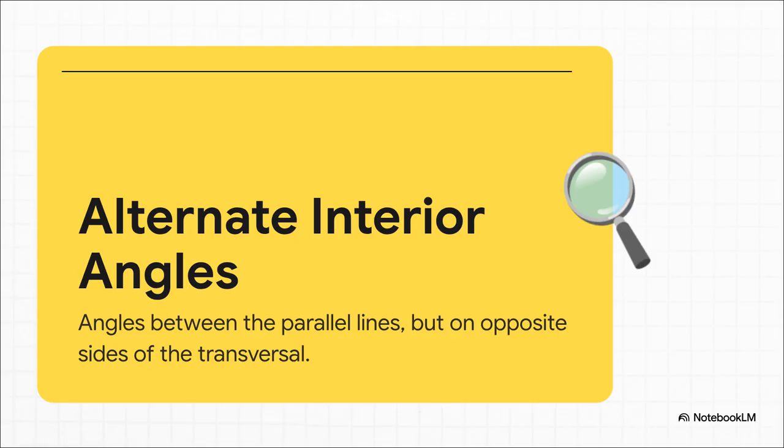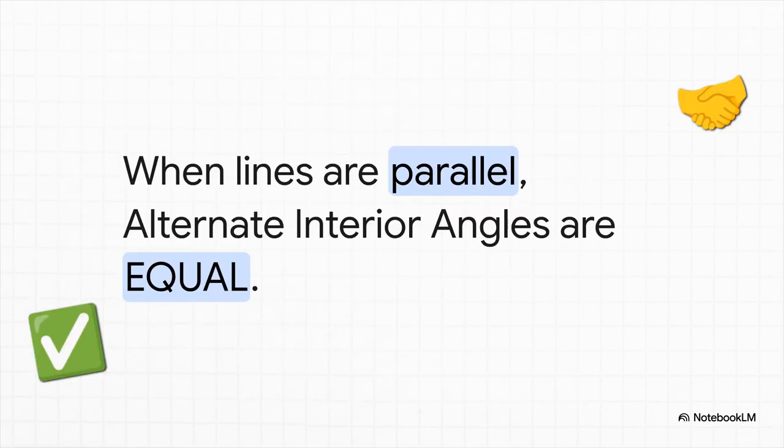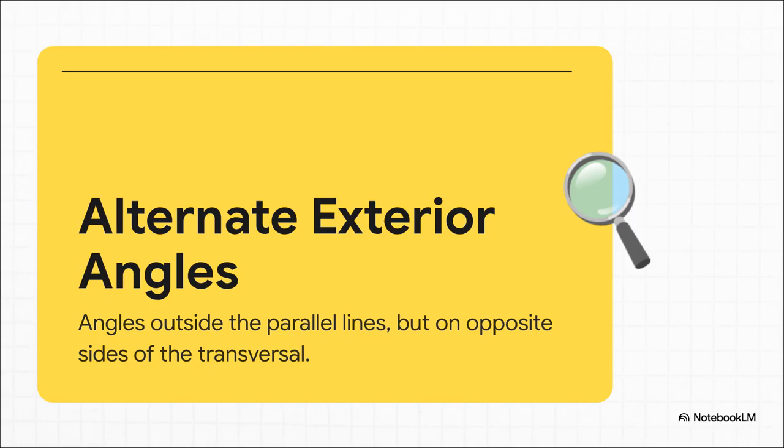Next up, alternate interior angles. The name literally tells you everything you need to know. Interior means they're in between the 2 parallel lines, and alternate means they're on opposite sides of that transversal line. So that gives us 2 pairs. You've got angle 3 and angle 6, and you've got angle 4 and angle 5. And what's the rule? Well, just like corresponding angles, it's super straightforward. Alternate interior angles are equal. So the measure of angle 4 is exactly the same as the measure of angle 5. Simple as that.